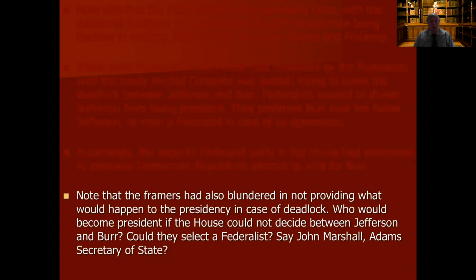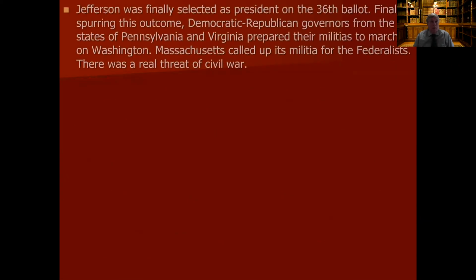Note that the framers had also blundered in not providing what would happen to the presidency in the case of a deadlock. Who would become president if the House could not decide between Jefferson and Burr? Could they select a Federalist, say John Marshall, who had been Adams' Secretary of State? So the Constitution was clearly flawed in the method of selecting the president. Jefferson was finally selected president on the 36th ballot.